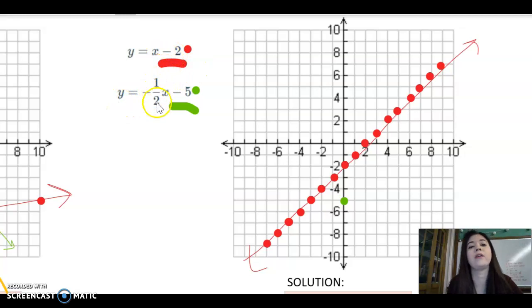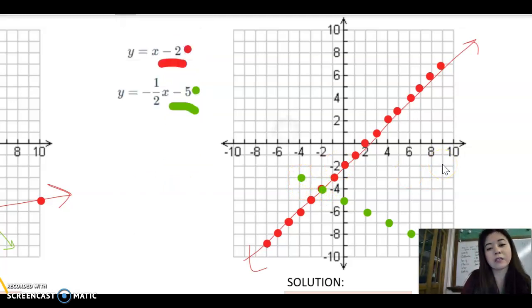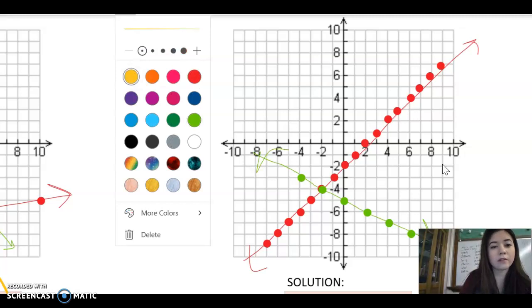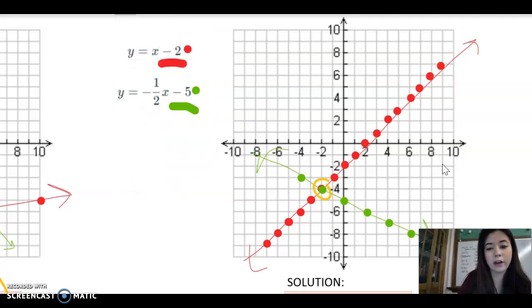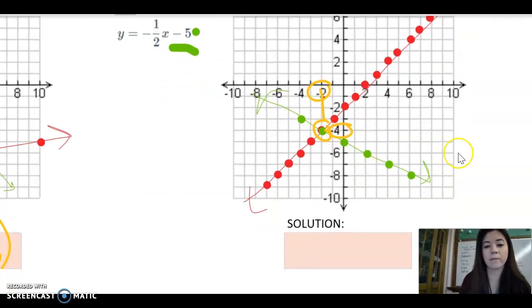So we're going to go down 1 over 2. Down 1 over 2. And you can see we're moving away from the graph, so we need to go back this way to find where they cross. So I'm going to follow this pattern backwards. This was 2 boxes and down, so I'm going to go 2 boxes and up. And we can see right where they cross. Right there, and that's at the point -2, -4.